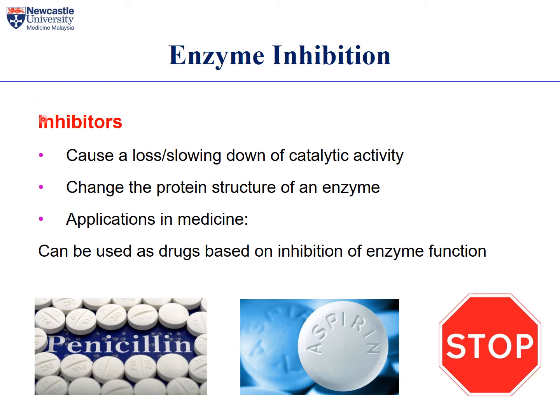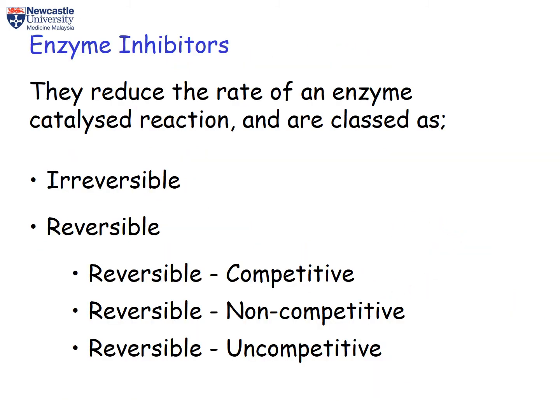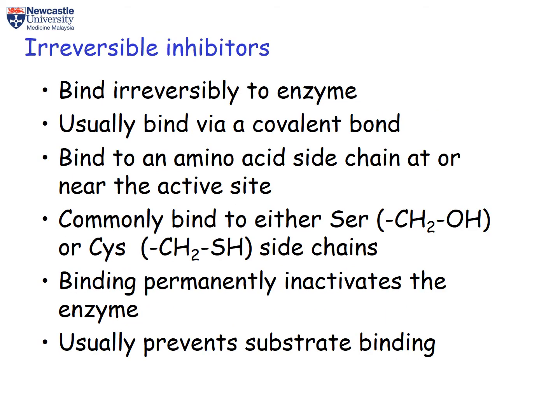Enzyme inhibitors are very important in medicine because they can be used as drugs based on their function of enzyme inhibition. As we mentioned just now, there are two types of enzyme inhibition. It could be irreversible or reversible inhibition. Under reversible inhibition, you have more subtypes, which are competitive inhibition, non-competitive inhibition, and uncompetitive inhibition.